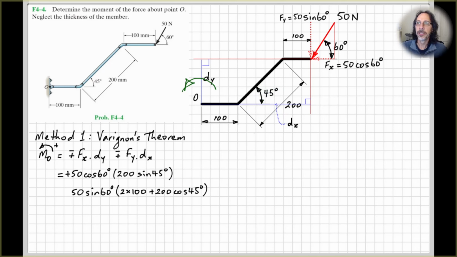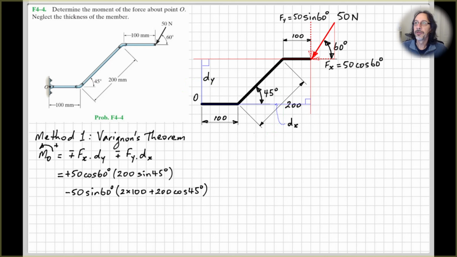Is it clockwise or anti-clockwise? If we look up here, this is pushing downwards out to the right of point O. So hopefully you can see that that will tend to rotate around this way, around clockwise. Therefore, this one is going to be a negative moment, so put a minus sign in front of that.